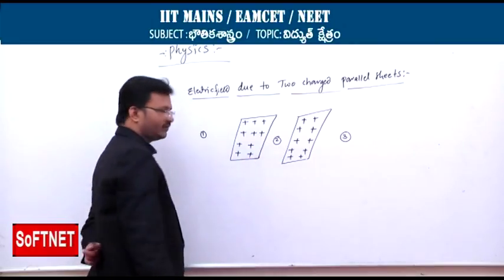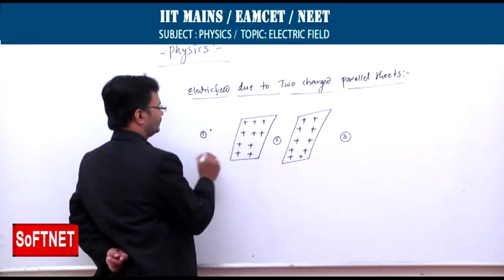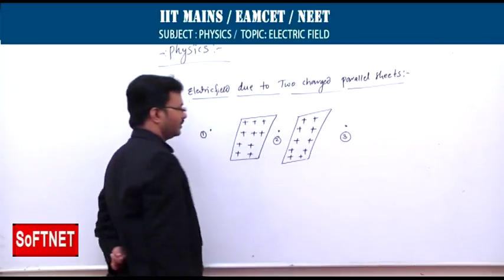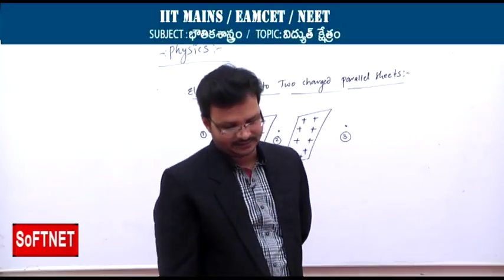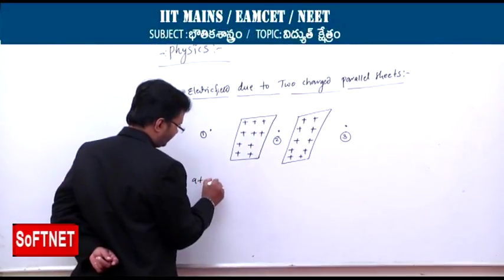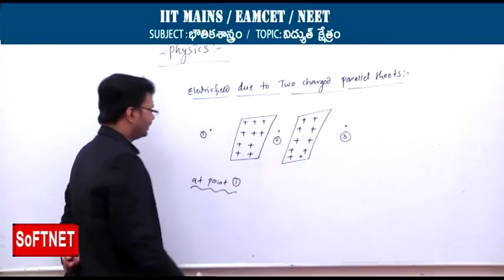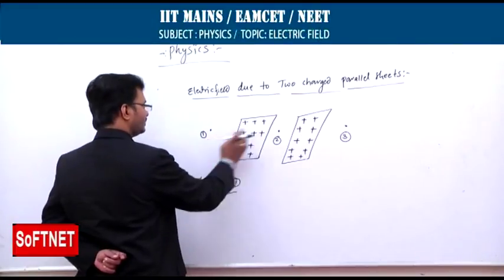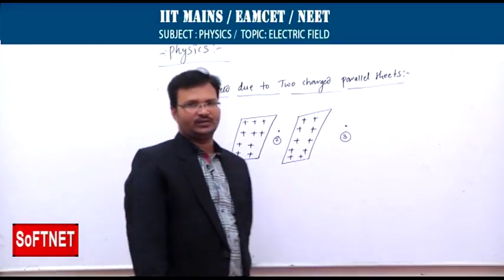What electric field exists? Point 1, point 2, point 3. At these 3 points we need to find out the electric field intensity. First at point 1, let us discuss this one. At point 1, due to this sheet an electric field is going to exist, and due to the other sheet an electric field is also going to exist.